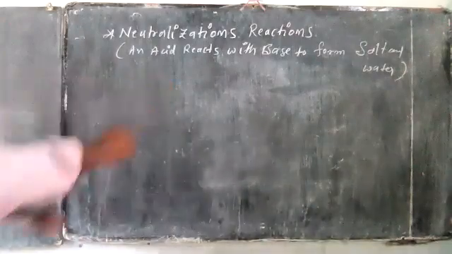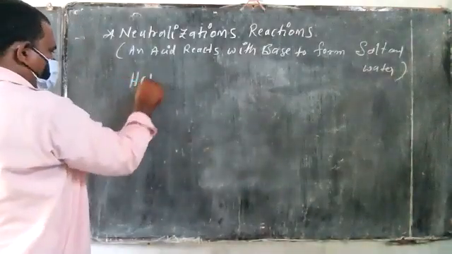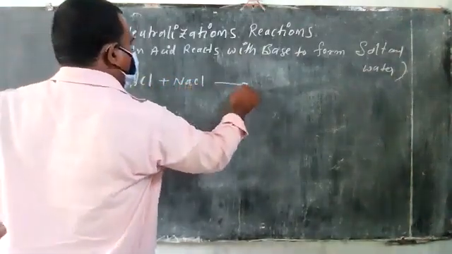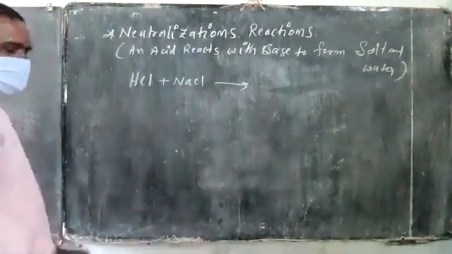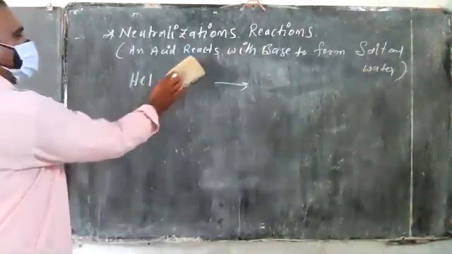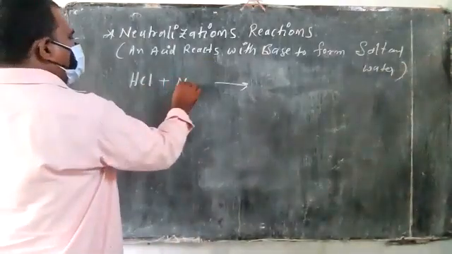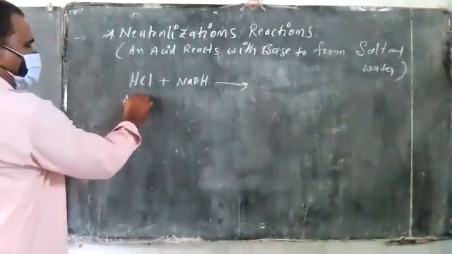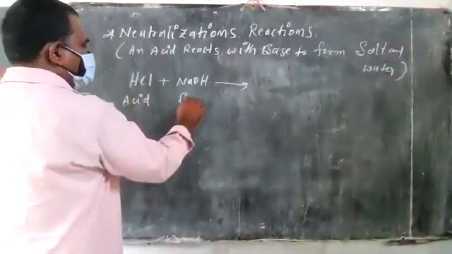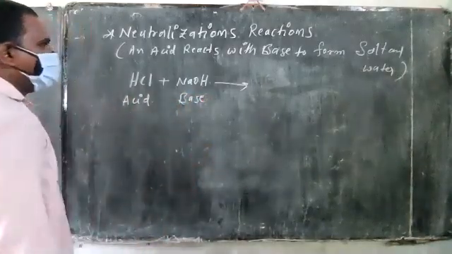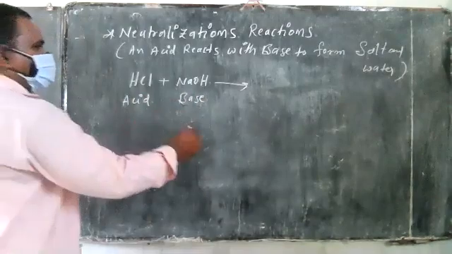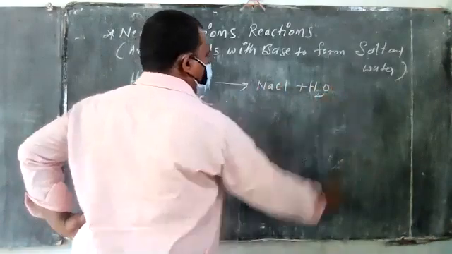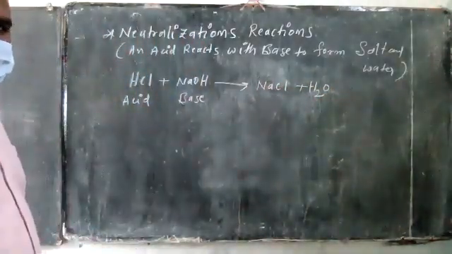So this is called a neutralization reaction. An acid, suppose HCl, reacts with any base, NaOH, not NaCl. HCl is the acid and NaOH is the base. So an acid reacts with a base to form a salt, meaning NaCl, and H2O.